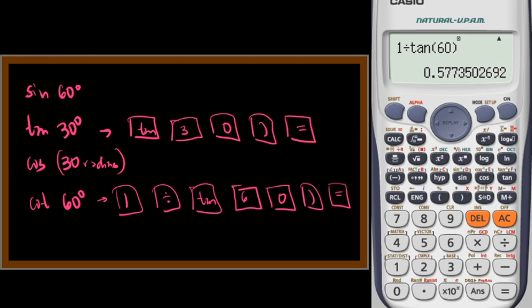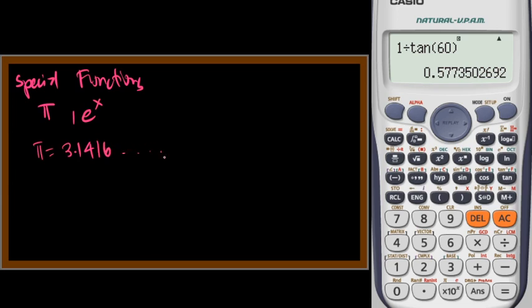Okay, so for the last one, I believe this will be the last of the important functions. We will go now to the special functions. Mainly we have the function pi and e to the x. Pi is equal to 3.1416 and so on and so forth. It is a non-terminating, non-repeating decimal number. Also the value for e, so let's check that on our calculator so that we can be sure of the value of e.